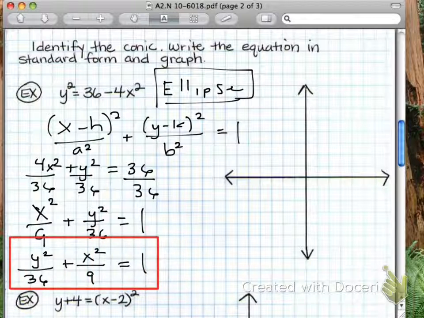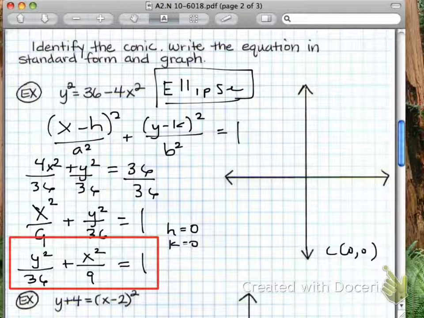Now I need to figure out what information I need. So what information do I need? Center. I need the center, so that means I need h. What is h? 0. I need k. What is k? So the center is 0, 0. What else do I need? Direction. A. What is A? 6. And B is 3. Now with that information I should be able to graph everything, at least enough to get my ellipse on the paper.